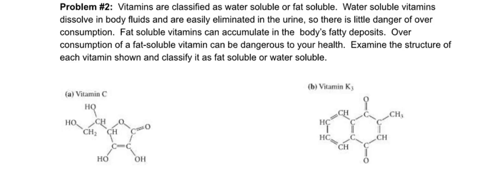All right, so problem number 2 says vitamins are classified as water-soluble or fat-soluble. Water-soluble vitamins dissolve in bodily fluids and are easily eliminated in the urine, so there's little danger of overconsumption. Fat-soluble vitamins can accumulate in the body's fatty deposits. Overconsumption of fat-soluble vitamins can be dangerous to your health. Examine the structures of each vitamin shown and classify it as fat-soluble or water-soluble. I think we've already done this as a homework problem from chapter 11, but let's review it anyway. So take a few minutes and decide which is which. Pause this, answer the question, and come back when you're done.